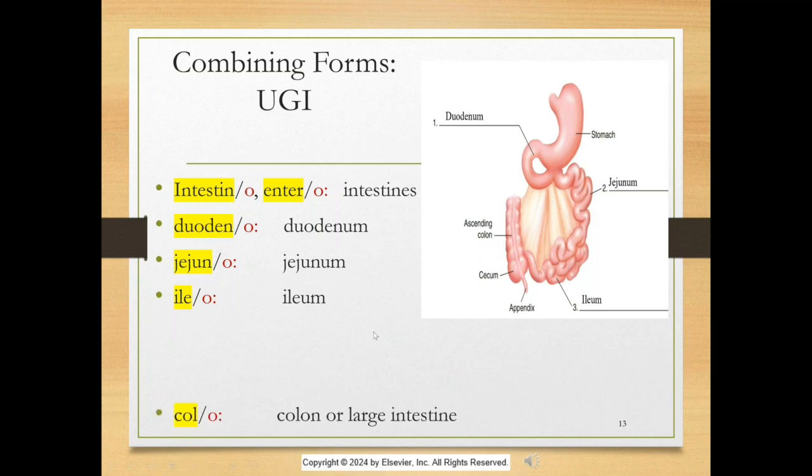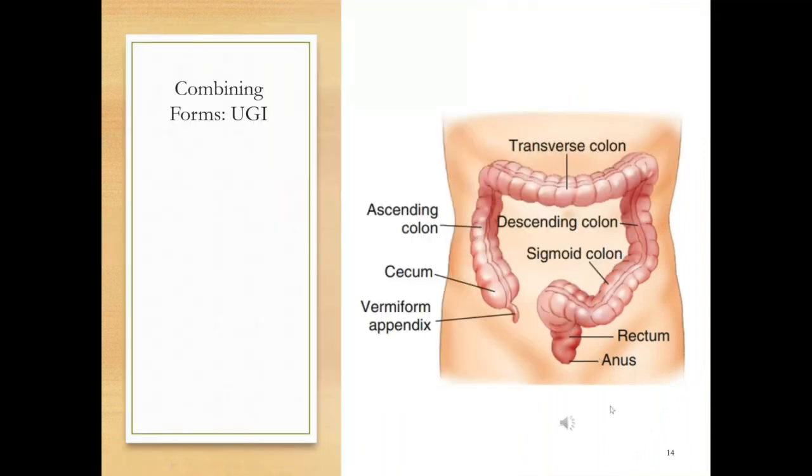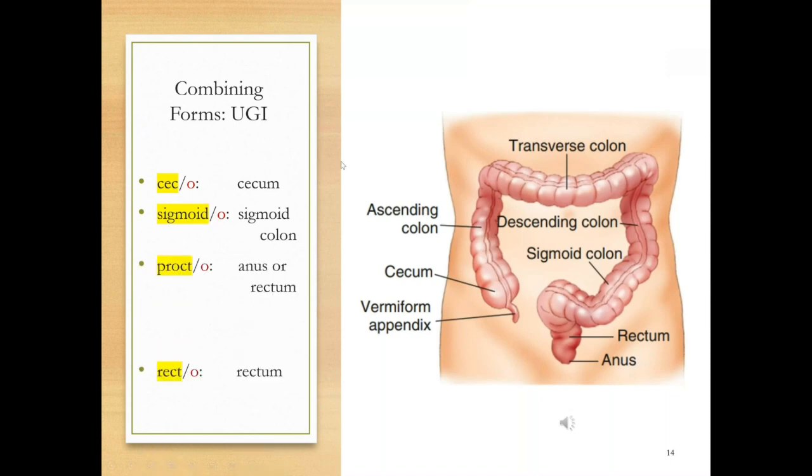Colo means colon or large intestine. Appendo and appendico mean appendix. The combining forms ceco, sigmoido, recto, and ano are also combining forms for parts of the digestive tract, which are the cecum, the sigmoid colon, the rectum, and the anus. Procto can refer to either the anus or the rectum. A proctoscope is an instrument used to examine the interior of the rectum.